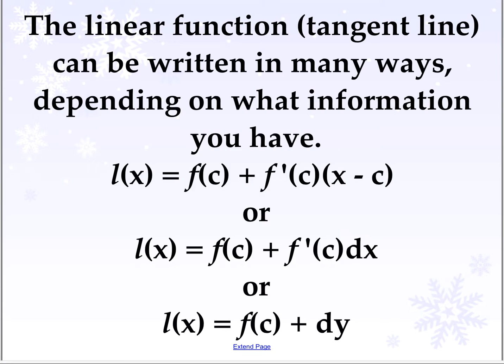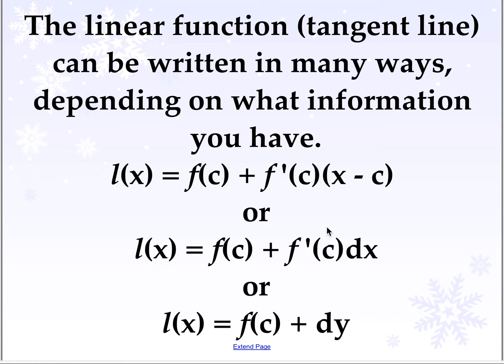The linear function can be written in different ways, and it depends on what information you are given. So we're used to the tangent line looking like this, where L of x equals your y value plus the slope times the change in x. Another way you could look at it is that x minus c is your horizontal displacement from the fixed point. So if you're not given the two different x values, you're not given x equals 1 and c equals 0.5, but you're given that the delta x or the dx is 0.5, you would plug in 0.5 for dx instead of 1 minus 0.5. So that's one more way to write it.